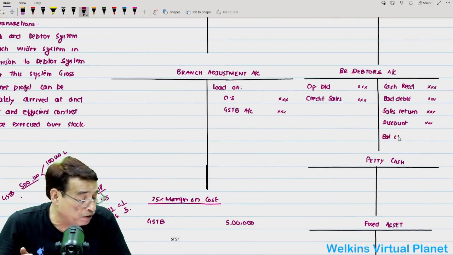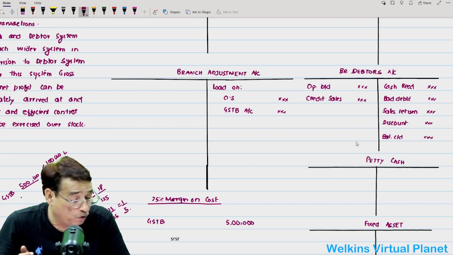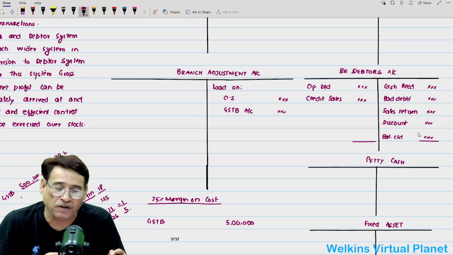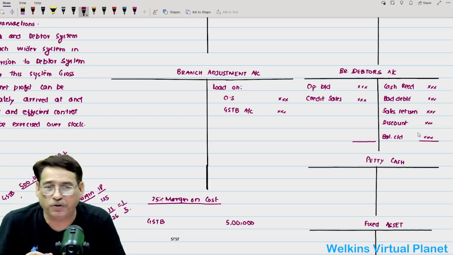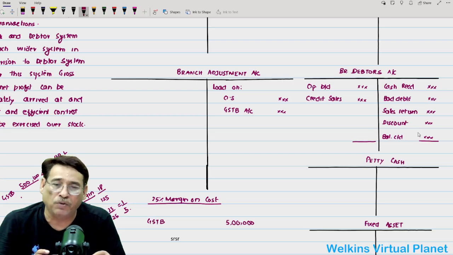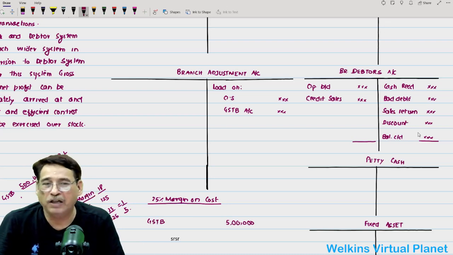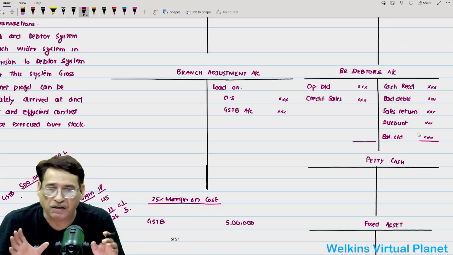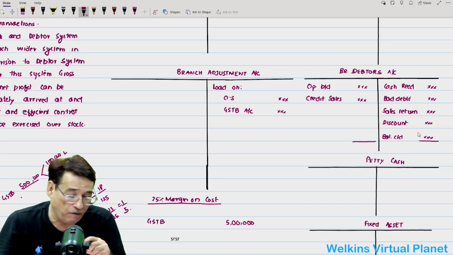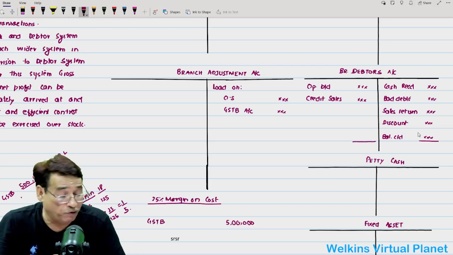However, in this particular system, closing balance of debtors is not going to play a very significant role. We will leave it as it is, whatever balance is there. However, in the first system, we used to write the closing balance also in the branch account because here we are not preparing any common account. So that is why closing balance will not be written anywhere else. Is it clear? Yes, sir. If it is clear to you, now we move further.